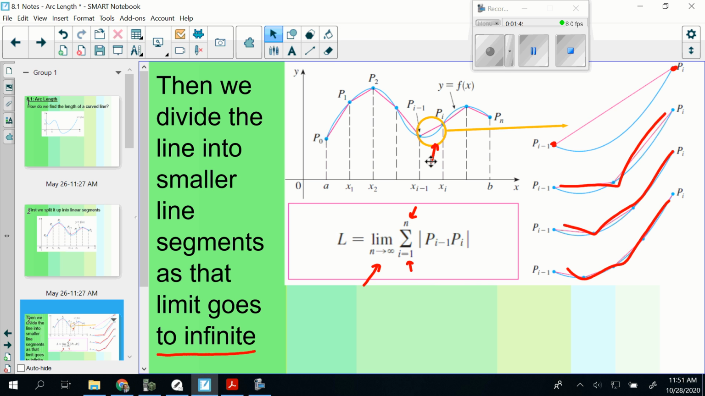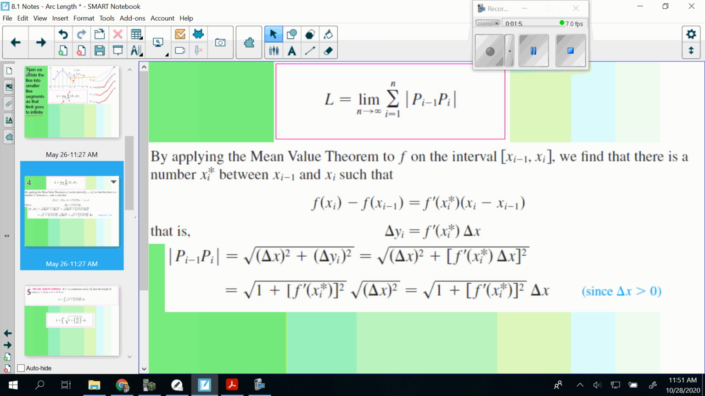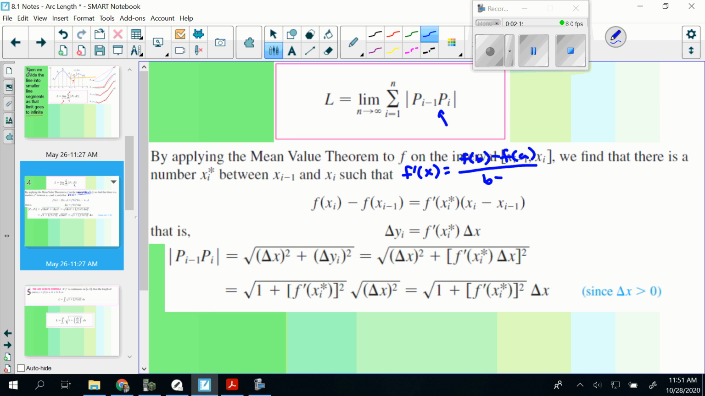So what we're going to do then is apply the mean value theorem to it to come up with an actual function to figure out what this is going to be equal to. Remember, the mean value theorem says a derivative is equal to your f values, f of b minus f of a, over b minus a.